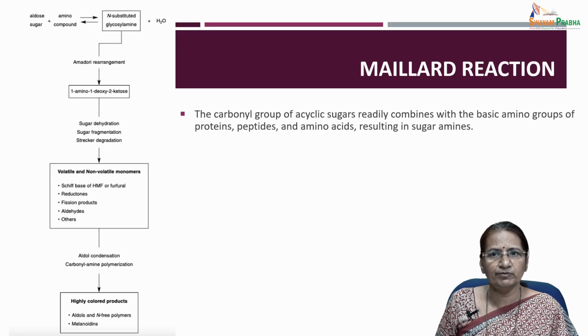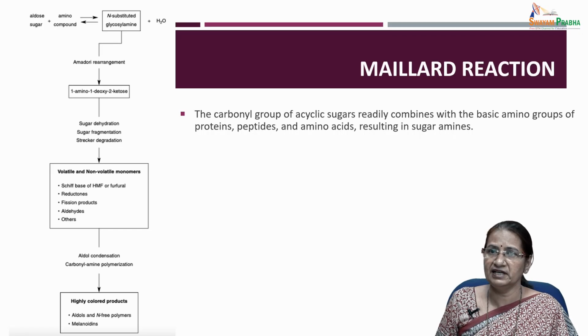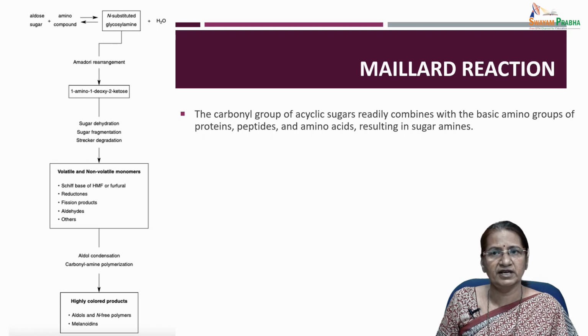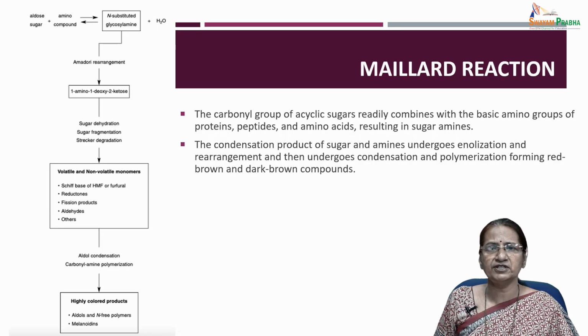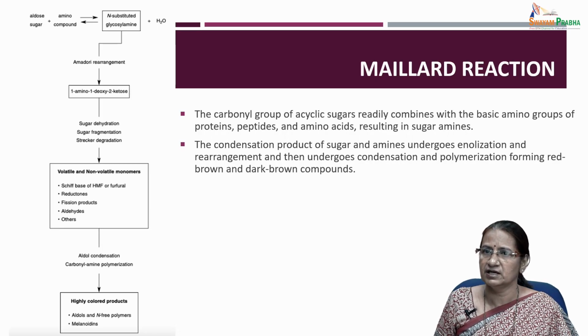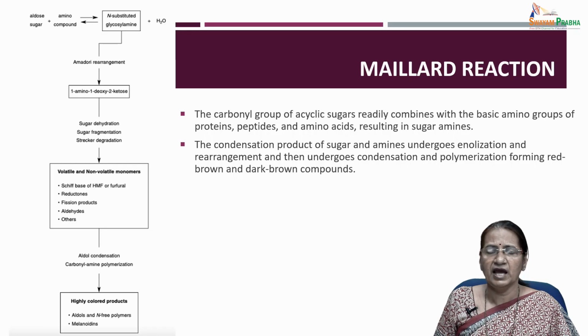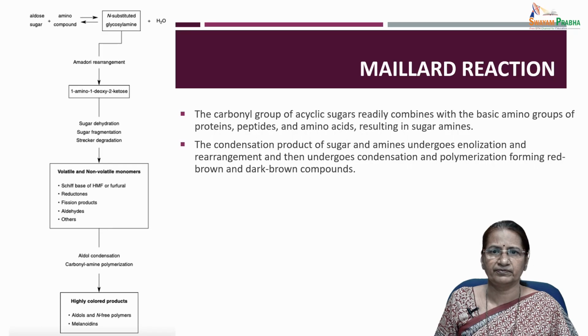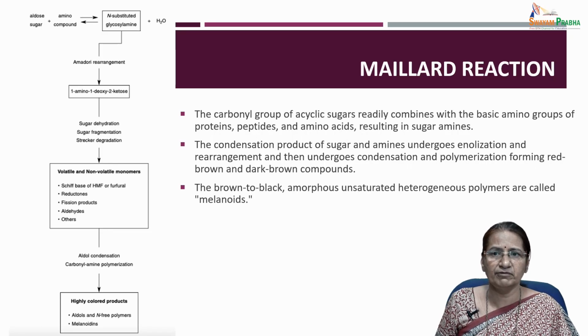The carbonyl group of acyclic sugars readily combines with the basic amino groups of proteins, peptides and amino acids, resulting in sugar amines. The condensation product of sugar and amines undergoes enolization and rearrangement and then undergoes condensation and polymerization, forming red brown and dark brown compounds. The brown to black amorphous unsaturated heterogeneous polymers are called melanoids.